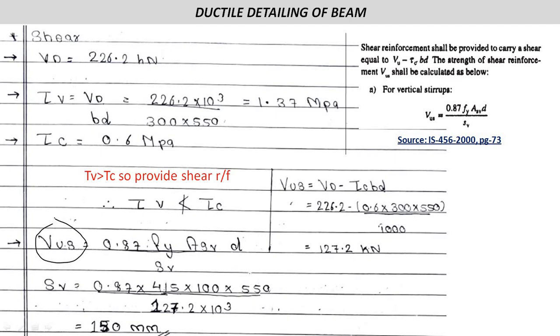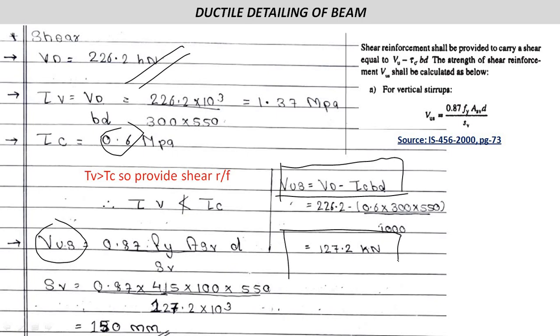The value of VUS will be found by VUS equals VD minus tau C BD. So we already have the value of VD as 226.2 kilonewton, and the value of tau C is 0.6. We have the width of beam as 300, and the effective depth is 550, divided by 1000 to convert into kilonewton. So we have the value of VUS as 127.2 kilonewton.